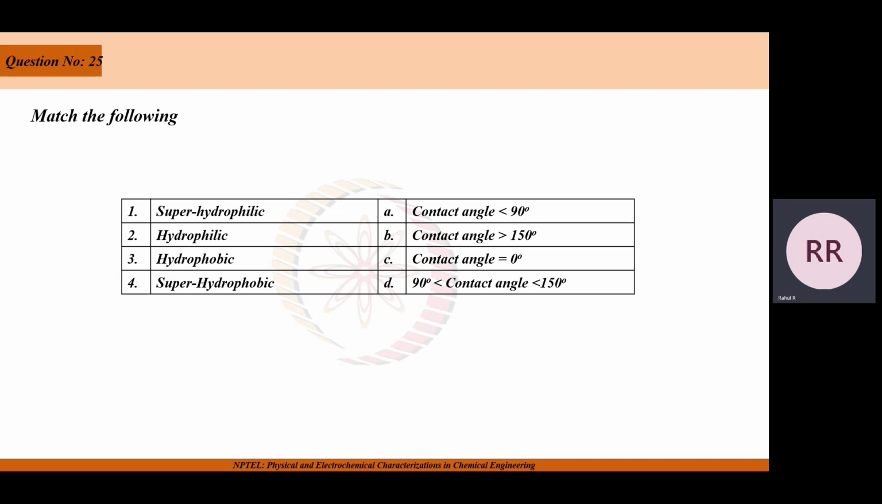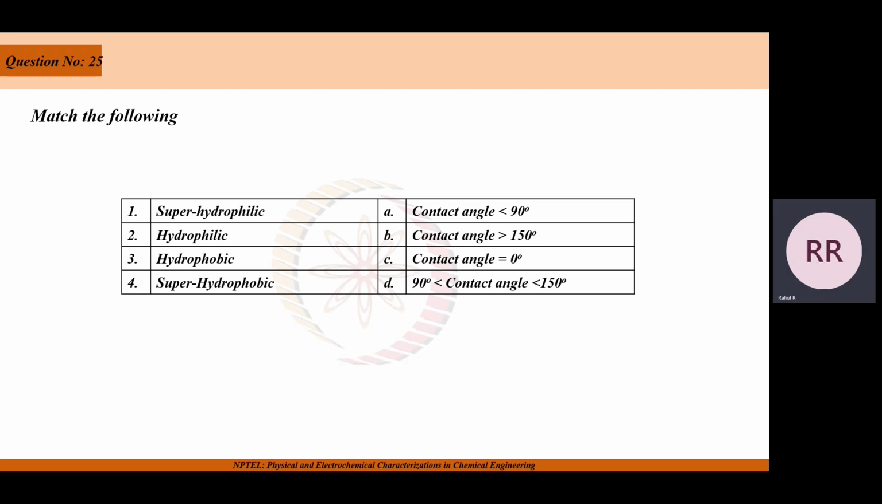Okay, so let's go to the next one. This is a match the following. Revealing the questions: superhydrophilic, hydrophilic, hydrophobic, and superhydrophobic, and how they are related to the contact angle. For which one is the contact angle less than 90 degrees, for which greater than 90 degrees, for which is the contact angle 0, for which 90 degrees, 150 degrees.